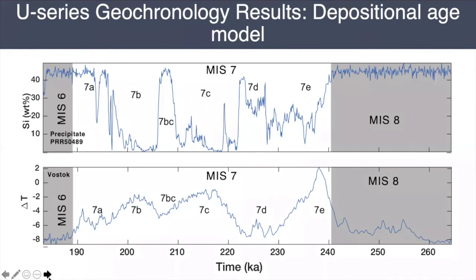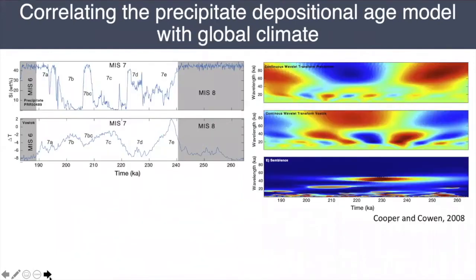So to quantify both the phases and the correlation of this record, we use wavelet transforms, in this case continuous wavelet transforms, for both records, and then we correlate the two with semblance analysis. And so the results can be shown here. On top, we have the continuous wavelet transform for our precipitate record. In the middle, we have the continuous wavelet transform of the Vostok record.